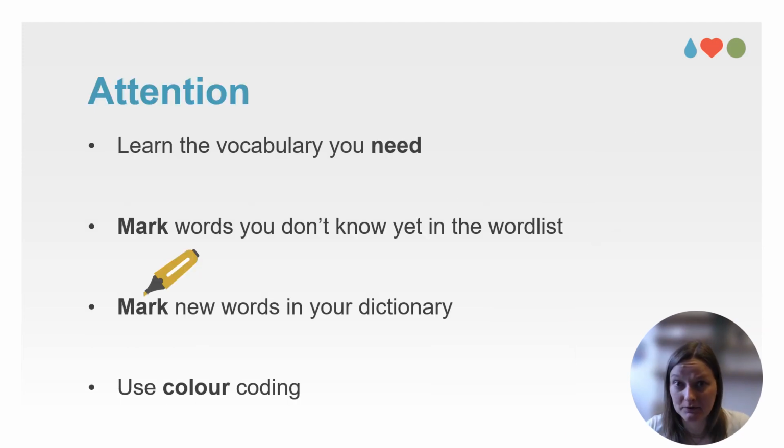The second principle for vocabulary learning strategies is attention. Learn the vocabulary that you need. If you use a word list, mark new words in that word list. Do the same if you use a dictionary. Use color coding to direct your attention to the different forms of the new vocabulary. For example, using yellow for verbs in the present tense, but purple for words in the simple past, for example. Whatever works for you, but use color coding, creativity, marking to focus your attention on what you want to learn.